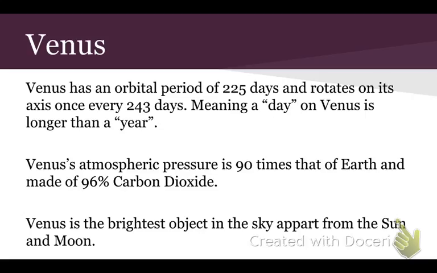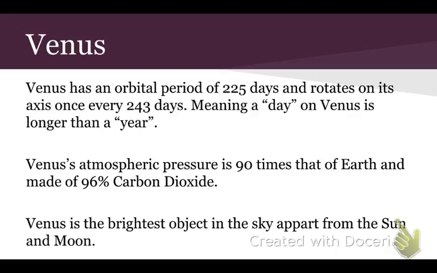Venus has an orbital period of 225 days, and it rotates on its axis every 243 days. An orbital period is the same as saying it takes 225 days to revolve around. Revolution and orbital period are interchangeable vocabulary. This means, though, that a day on Venus is longer than a year. It actually goes around the Sun faster than it turns on its own axis.